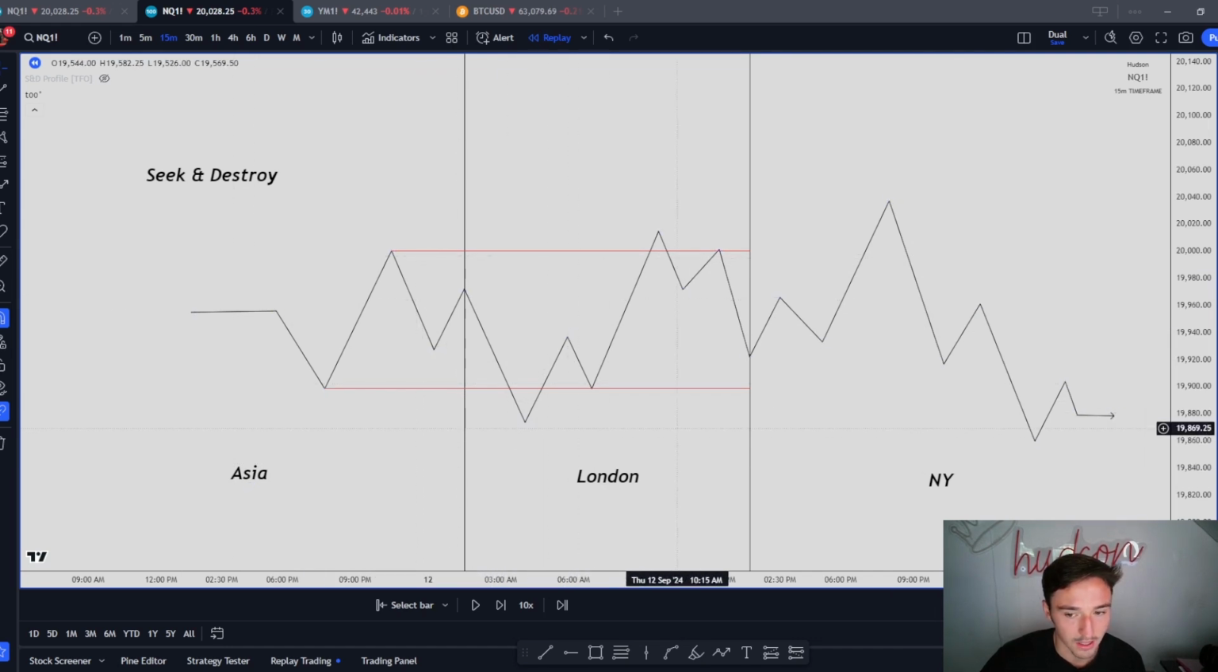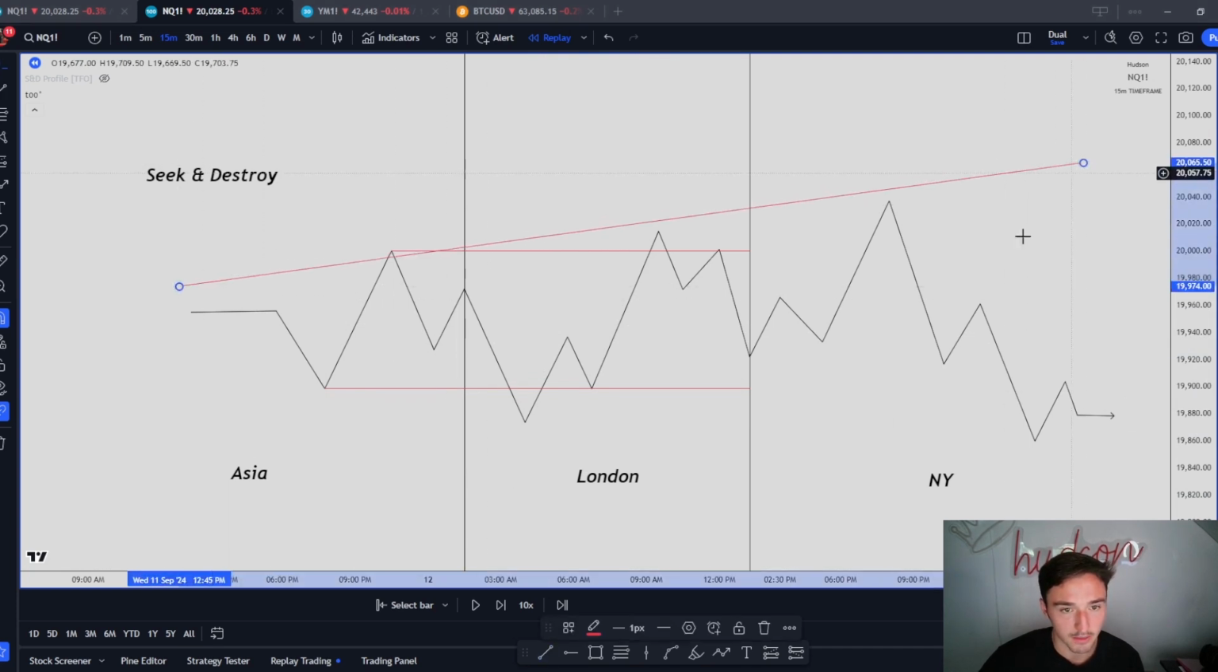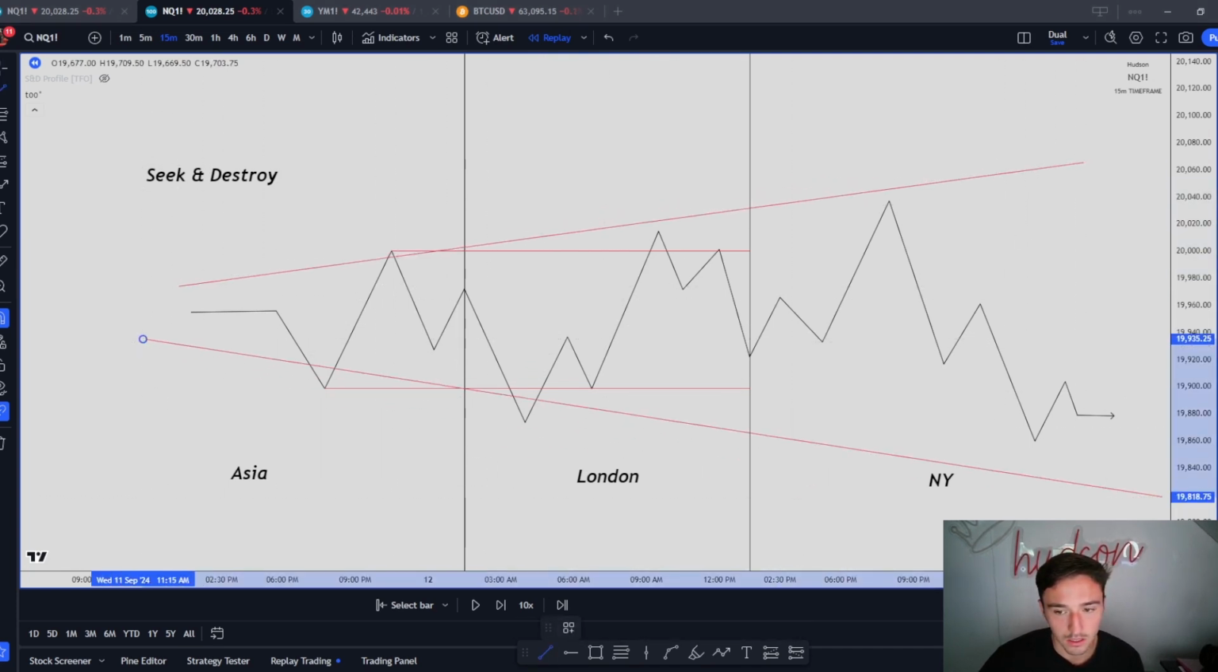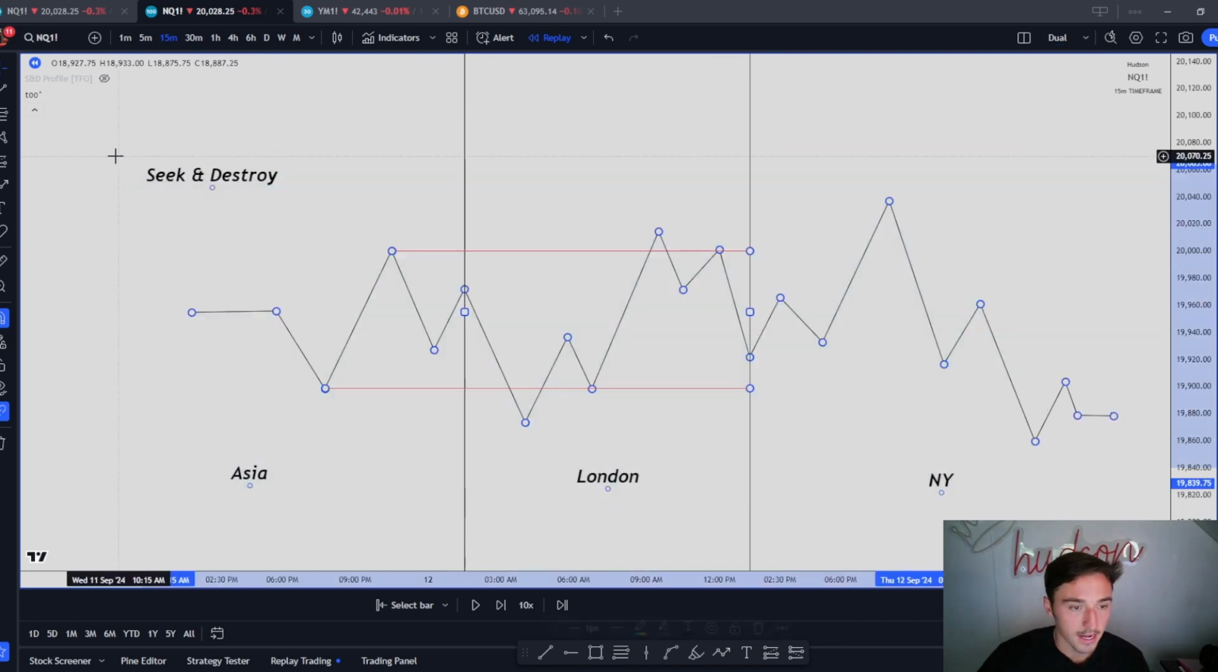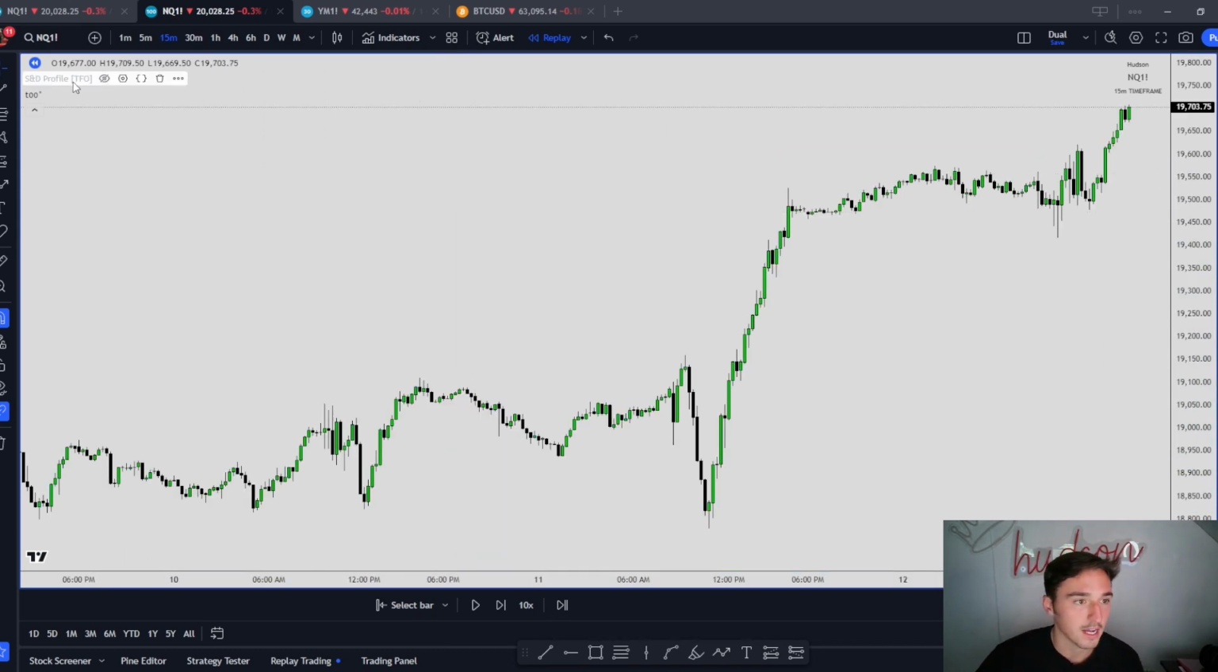London takes the high and the low of Asia. New York will do the same to London, right? It's just your broadening formation, right? And like that. That's what it looks like. That looks ugly. And yeah, I mean, it's very simple to find.